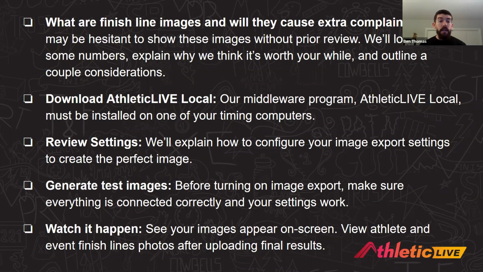Once we take a look at those settings, we'll then generate some test images. So within AthleticLIVE Local, it's really easy for you to test, make sure things look good, tweak some settings, try a few different things, and figure out what works for you. And lastly, we'll watch it happen. We'll take a look at the Portland 5000. It was a night track meet done last September to try and get some guys some Olympic qualifying standards. We've got that FinishLynx file, so we'll use that as our example tonight.